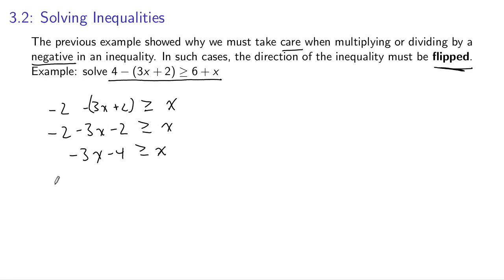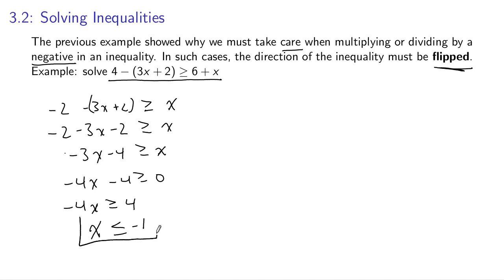Subtract the x, we get minus 4x minus 4 is greater than or equal to 0. Adding 4, minus 4x is greater than or equal to 4. Now we need to divide by negative 4 to get the answer, but when we divide by a negative, we have to flip the sense of the inequality. So 4 divided by negative 4 is negative 1, but instead of it being greater than or equal to, it's less than or equal to.